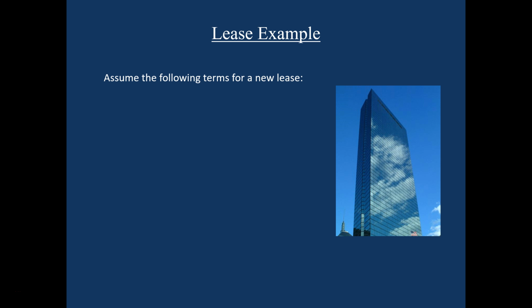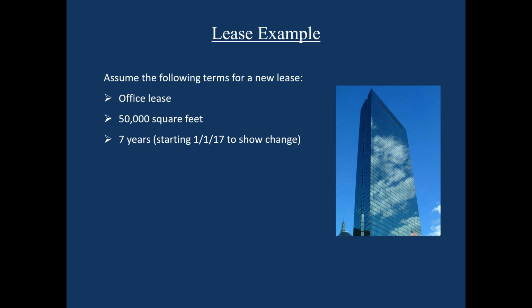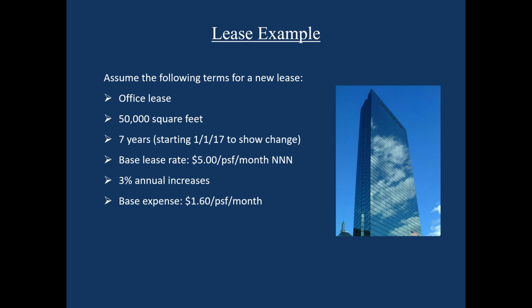Let's assume that you've just signed a new lease with the following terms. It's an office space. It's 50,000 square feet. It's a 7-year deal that starts on January 1st, 2017, and I did that in order to show you the change that happens in 2019, so you can see the difference. The base lease rate is $5 per square foot per month triple net. It has 3% annual increases.